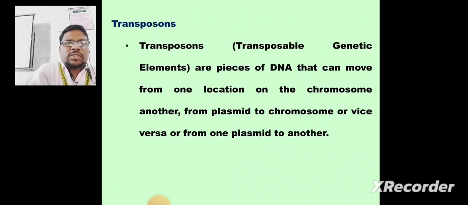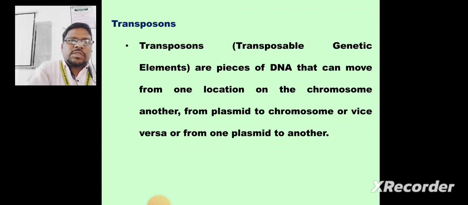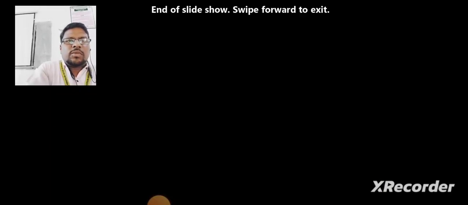Last topic, transposon. What do you mean by transposon? Transposable genetic elements are pieces of DNA that can move from one location on the chromosome to another, from a plasmid to the chromosome, or vice versa, or from one plasmid to another plasmid. That is called transposons. That's all about the introduction to gene transfer in bacteria.